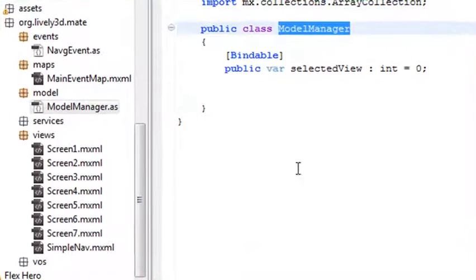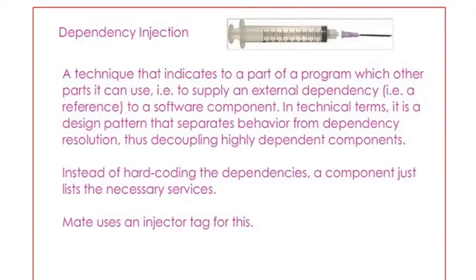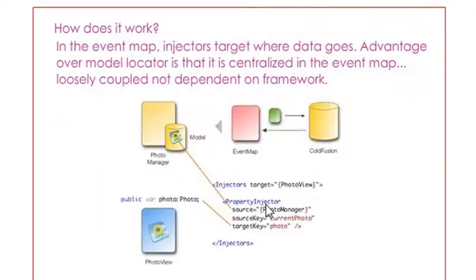So how do we do that? Well, the way we do that is that we use an injector. So basically what the injector does, it takes that value from the model and sticks it back into the view. And that's really all there is to it.